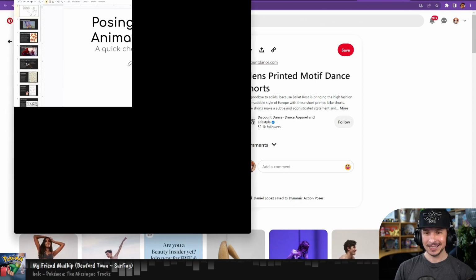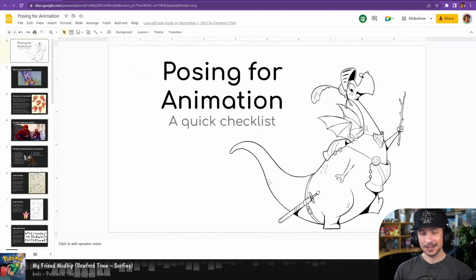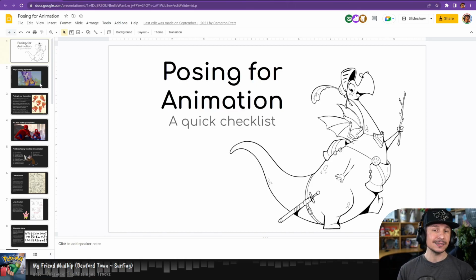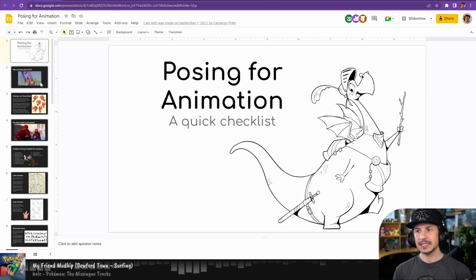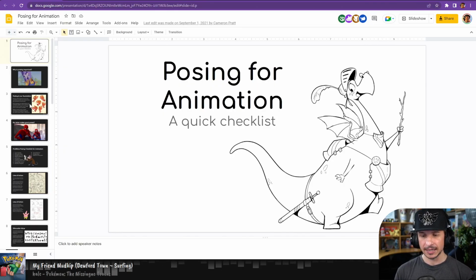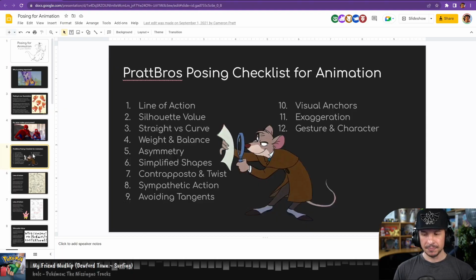So this is a document that Cameron and I put together, and it is essentially a quick checklist of the things that we both look for whenever we're doing poses. Now, there are more things or less things depending on the pose, but this is the general broad strokes. So I'm not going to go through this in depth. If you're interested, you can follow the link that A to the J posted there. But the basic checklist here is all of these 12 items.